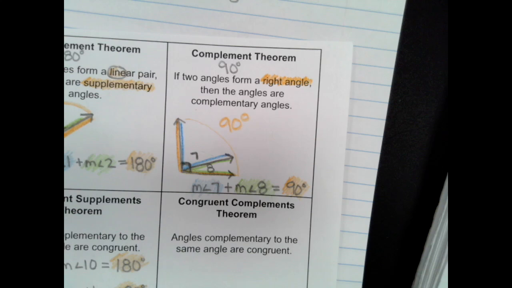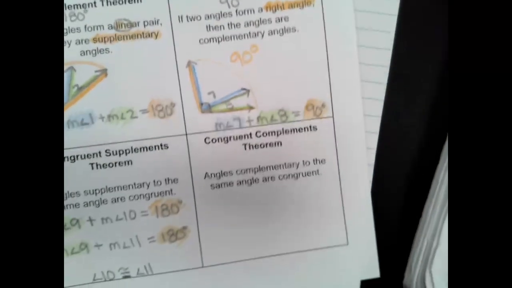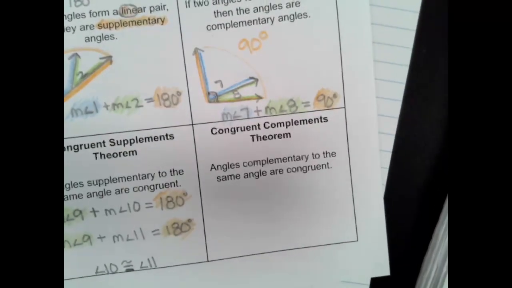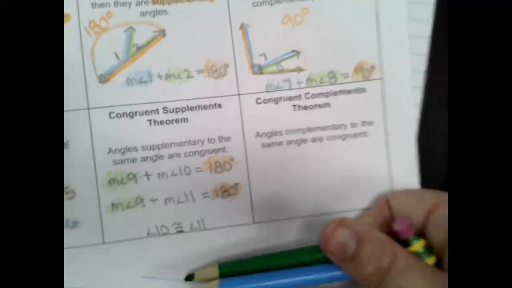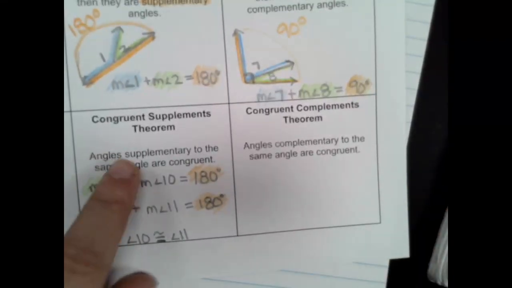All right, we have one last one. This one again is really similar to the congruent supplements theorem, but it's the congruent complements theorem. So what this is saying is angles that are complementary to the same angle are congruent. So if I know two angles add up to 90, but one of those angles adds up to 90 with another angle, those other angles are going to have to be the same.